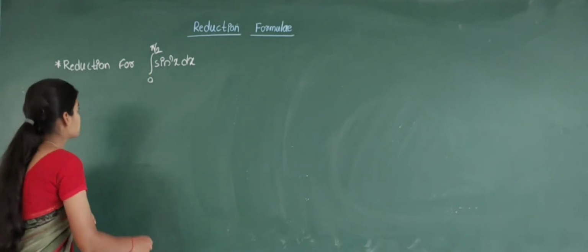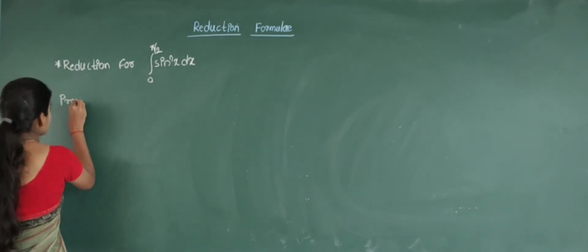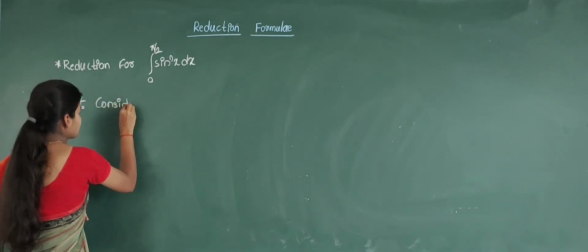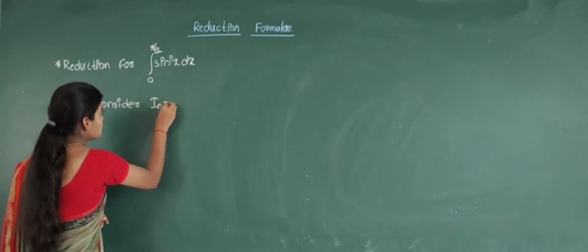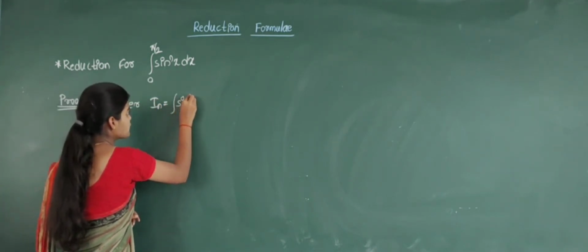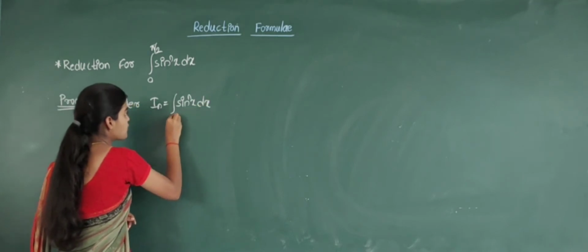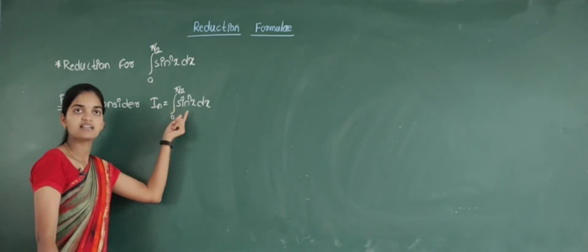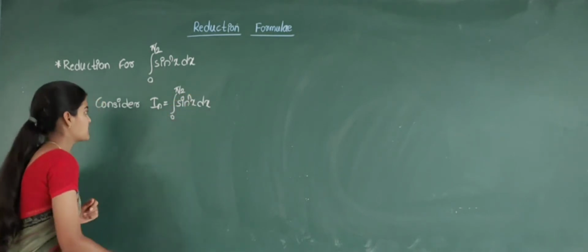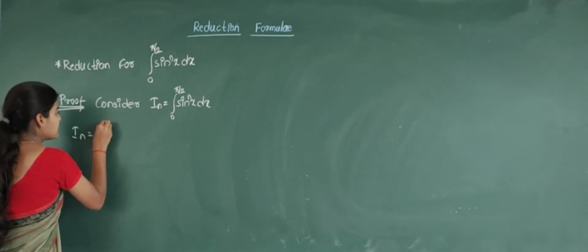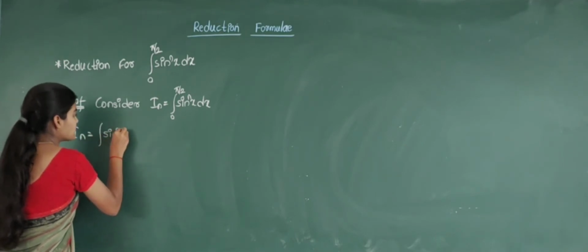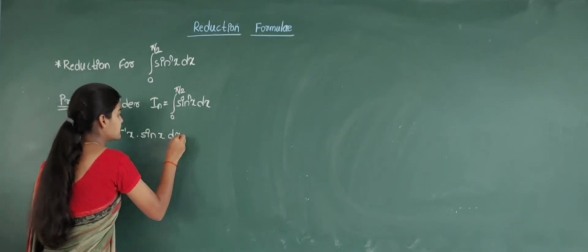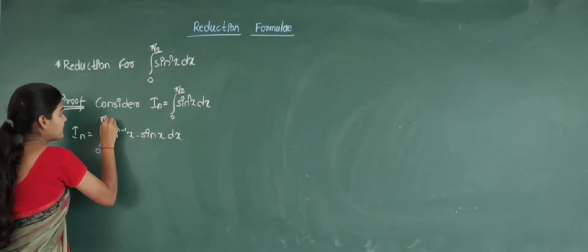So let us begin with the solution, or you can take it as the proof. Again I will consider the given integral as I n. So I n is equal to integration of sin raised to n x dx, from 0 to pi by 2. Now we will split this as sin raised to n minus 1 x into sin x. So I n is equal to integration of sin raised to n minus 1 x into sin x dx, from 0 to pi by 2.